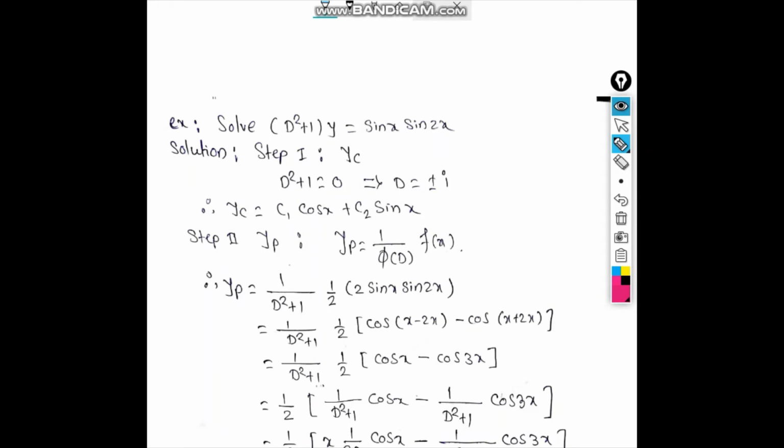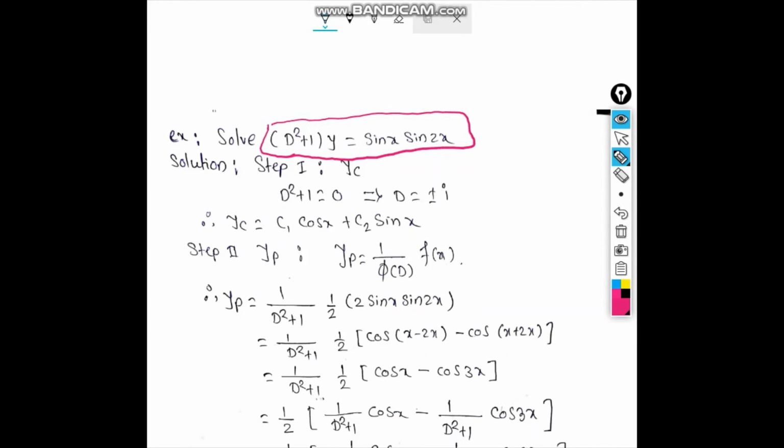The example we are starting here is type 2, the trigonometric function. The example is (D square plus 1) of y is equal to sin x into sin 2x. Now the RHS is in the form of multiplication, and we should convert it into addition, and only then can we apply our shortcut methods. We'll see that in the yp. So step one is yc. For yc, we equate phi of D to 0 and we get the roots as plus or minus i only.